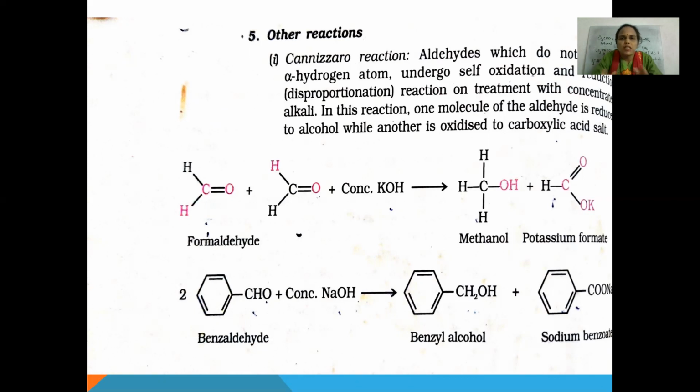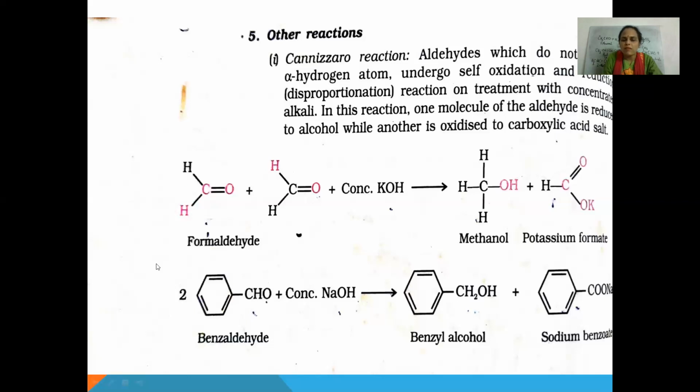Disproportionation reaction is self-oxidation and self-reduction of the same molecule, which takes place on treatment with concentrated solution of a base, that is conc alkali. In this reaction, one molecule of the aldehyde is reduced to alcohol while another is oxidized to carboxylic acid salt. So you can see the reaction HCHO. In the beginning when I taught you about aldol condensation, there I said formaldehyde, that is methanal, cannot undergo aldol condensation reaction due to the absence of alpha hydrogen.